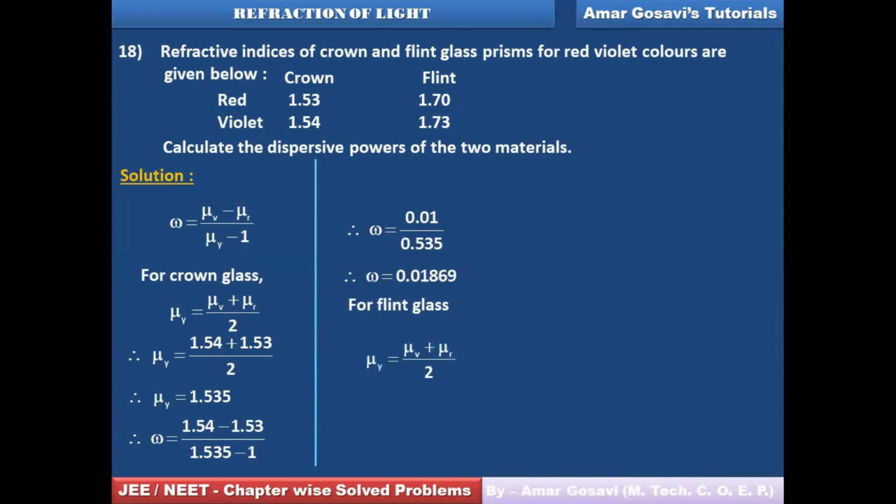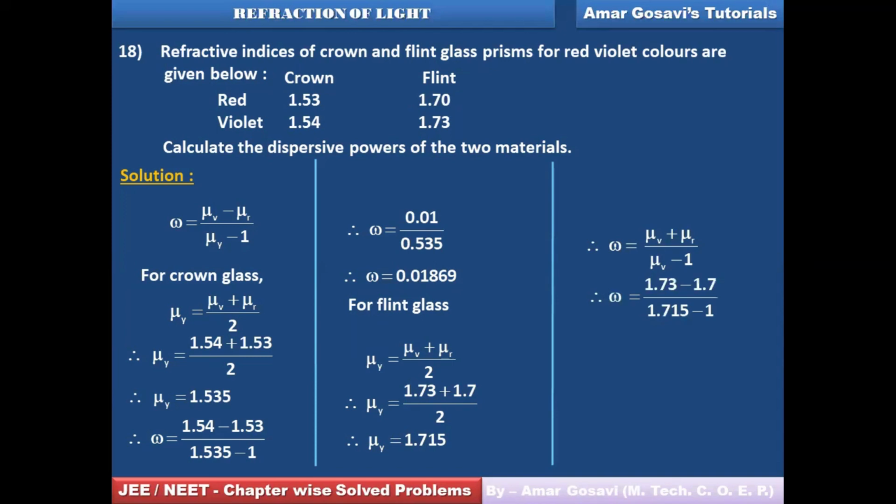For the flint glass, you can perform the same operation. First, get mu yellow by taking the average. So mu yellow for the flint glass comes out to be 1.715. Then once you get it, again substitute it in the equation for dispersive power. Substitute the values, and you get the dispersive power for flint glass as 0.04196.